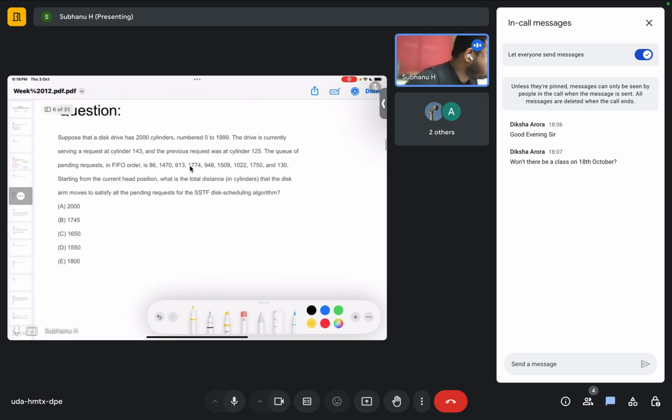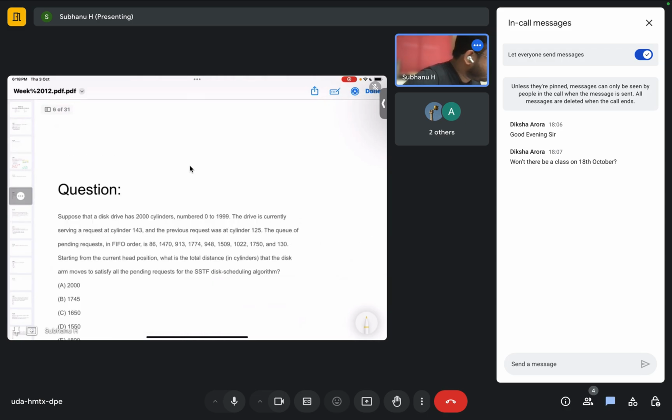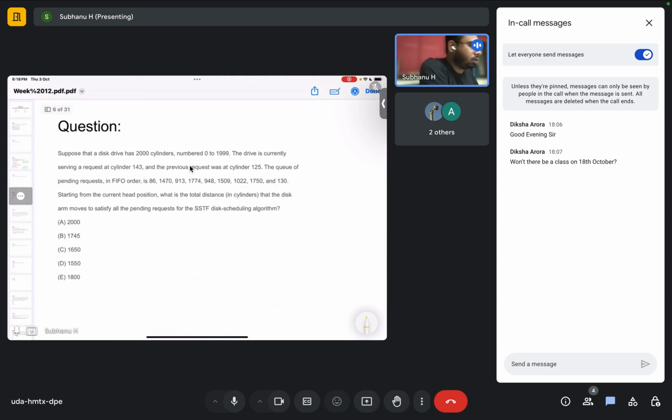Now this is the important question, about input output scheduling. These are the main important topics of today's class. One is FCFS, first come first serve, then SSTF, shortest seek time first, and we have the SCAN algorithm or elevator algorithm, and C-SCAN and LOOK. We will be looking at all the algorithms one by one.